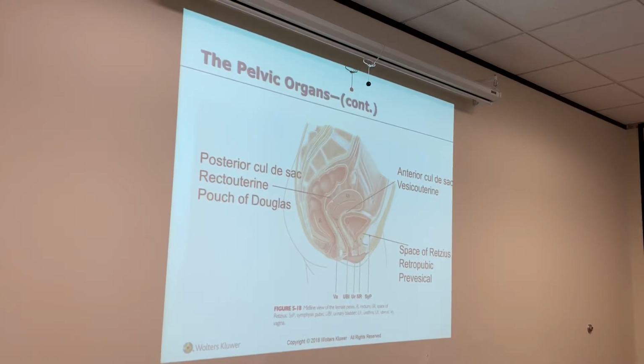Now I'm on the back side of the uterus. The back side of the uterus is the posterior cul-de-sac, also called the pouch of Douglas, also called the recto-uterine space. These are all the spaces where, when we do a pelvic sonogram, we look for free fluid.